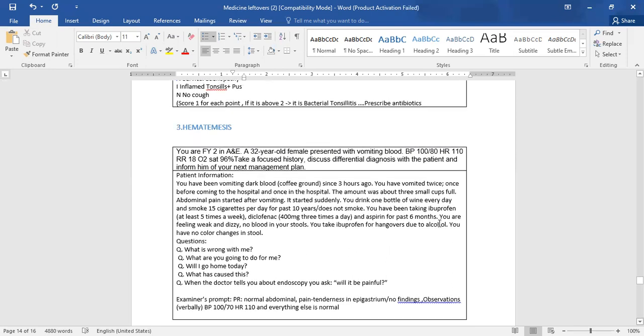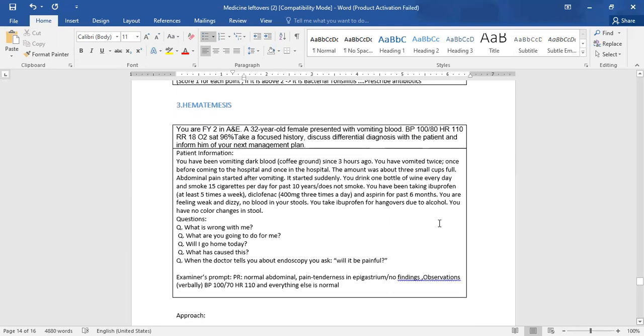Patient info. Okay, so you have been vomiting dark colored blood in the last 3 hours. You have vomited twice, once before coming to the hospital and once in the hospital. The amount was about 3 cups full. Abdominal pain started after the vomiting, suddenly. You drink 1 bottle of wine every day and smoke 15 cigarettes.